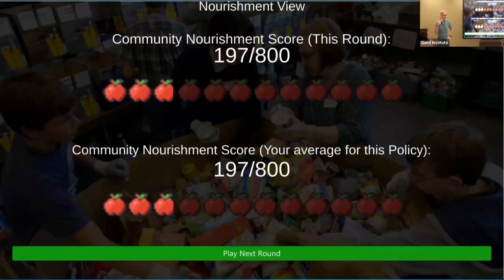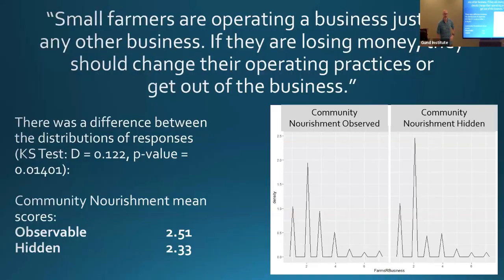And then we have this reinforcement of this social good score. How'd you do? Well, we had two versions of the game. One version of the game where that was all visible, and another version where we hid everything about community nourishment. And then we asked some questions after.